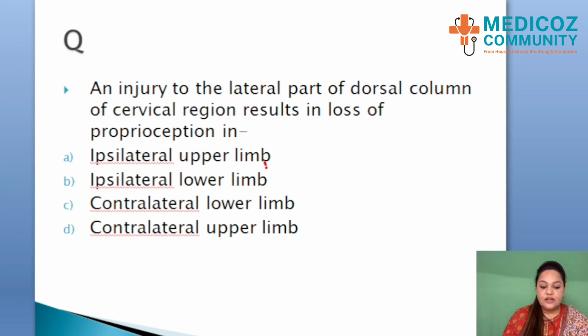So ipsilateral upper limb, not lower limb, because the lower limb is concerned with the fasciculus gracilis, which is on the medial part here. Contralateral lower limb and upper limb cannot be there, because the fibers decussate after the level of the medulla. Yes, if there is injury at the level of the pons and the midbrain, there can be contralateral upper limb and lower limb proprioception affected there. Okay, but here we have the case where the injury occurs at the level of the cervical area. So the answer is the ipsilateral upper limb.